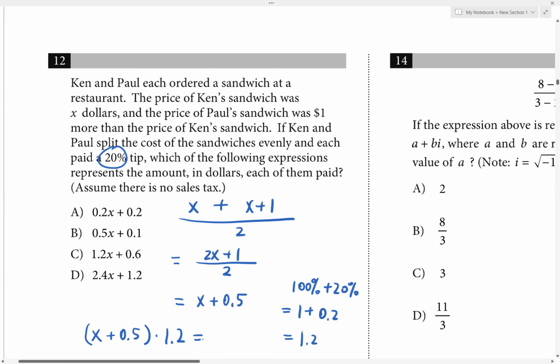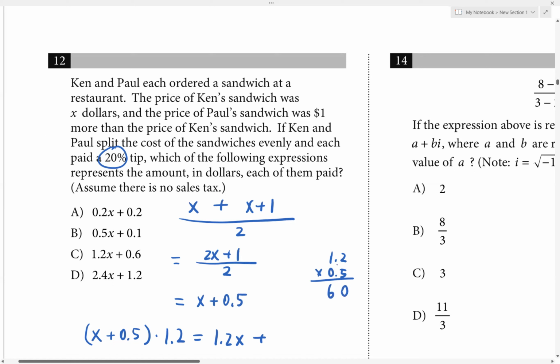So if it's a percent increase, we add to 1; if it's a percent decrease, we subtract from 1. That will give us the number to multiply. So if we multiply by 1.2, x times 1.2 is 1.2x. 0.5 times 1.2 is, well, half of 1.2, right? It should be 0.6. But if you multiply this out, you can just treat this like 12 times 5, which we should get 60.